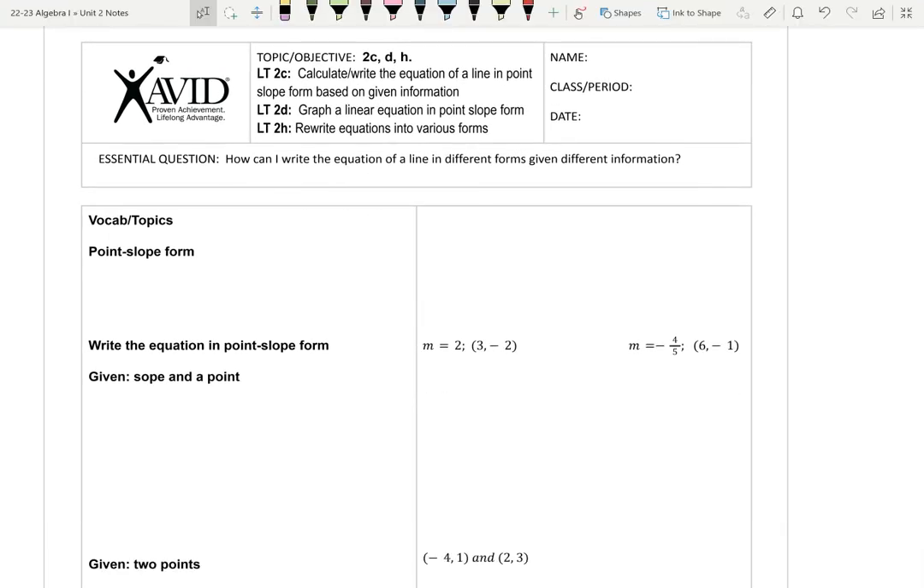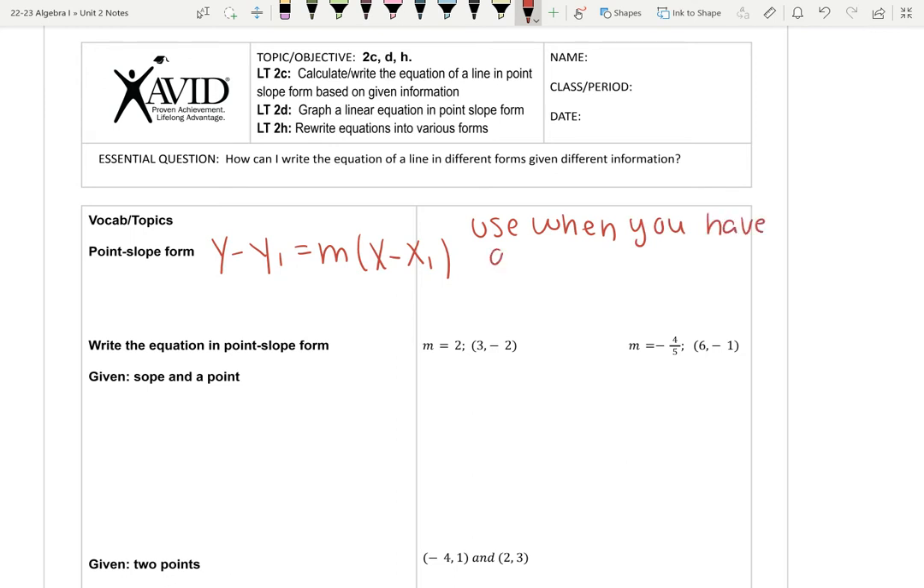So today's notes are going to be about point slope form. Point slope form is y minus y1 equals m times x minus x1. And you use this when you have a point and the slope has been found. So either the slope will be given to you or you have to find the slope. But if you have a point and slope, this is what we're going to use.